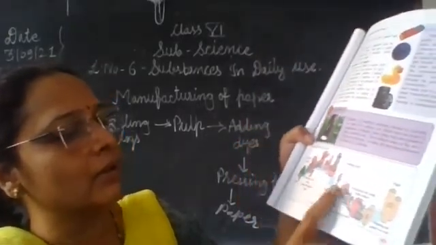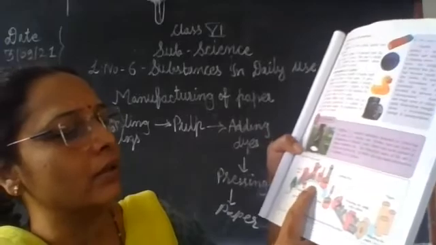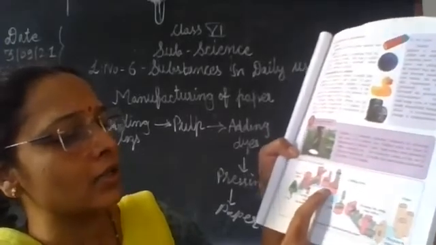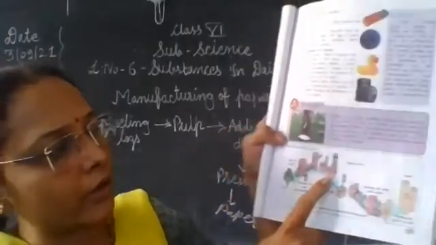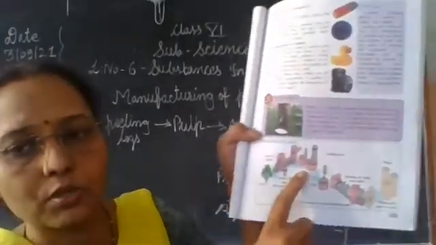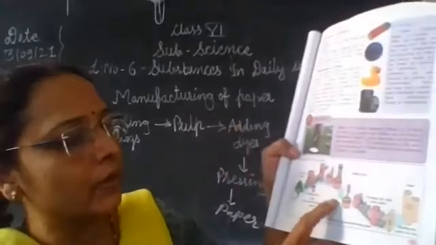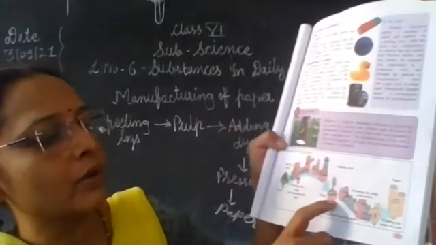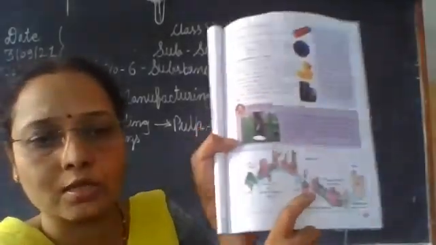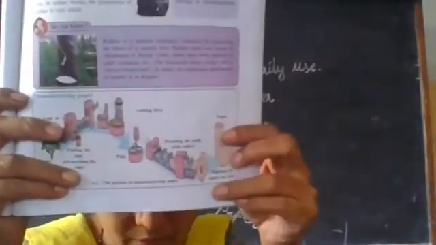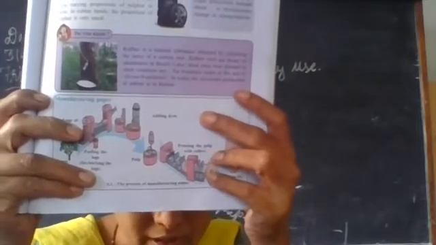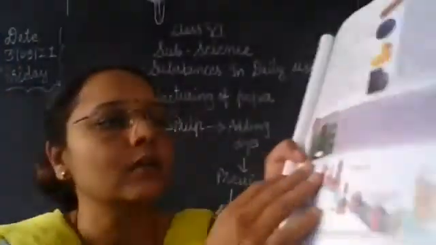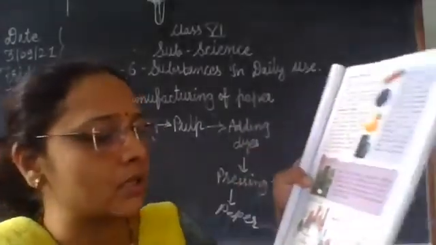After that, the logs are converted into pulp. That log of wood is converted into pulp, उसको crush करके उसका pulp बनाते हैं. Then that pulp is given various colors. So by adding some colors, that is the natural dye or the dyes, that procedure is called addition of the dyes, to give various colors.